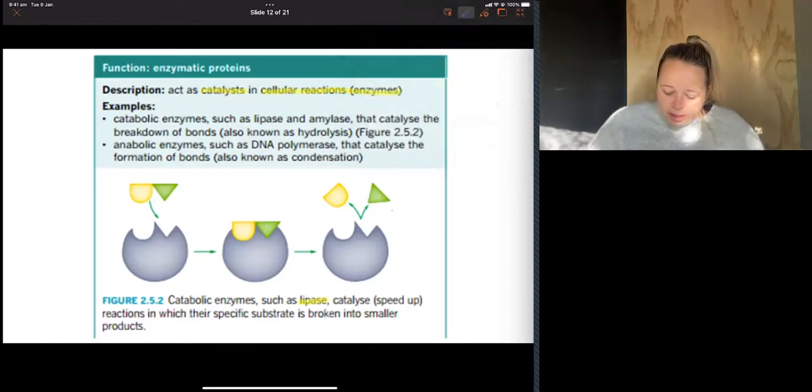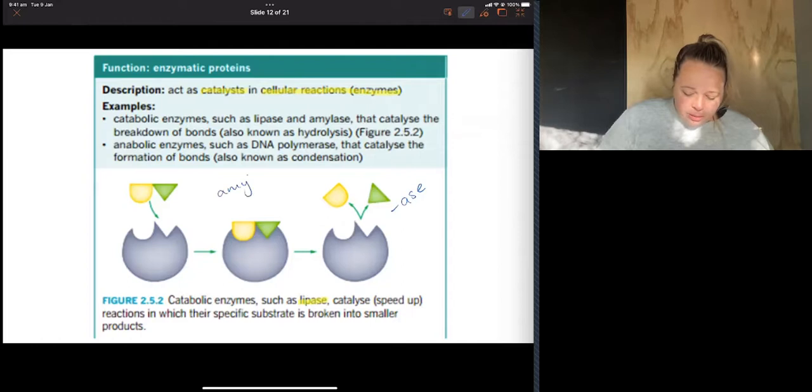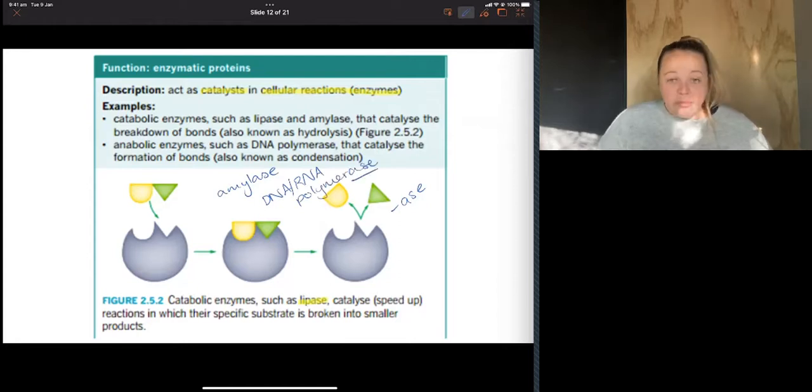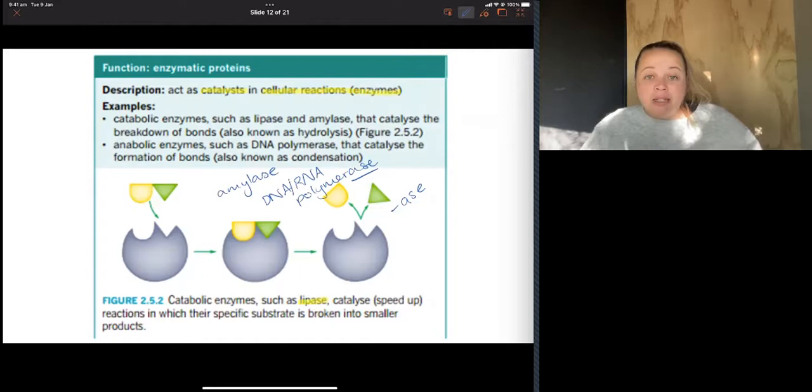In addition to that, they tend to finish in the suffix "ase." So here are some other ones you might have heard of. We've got amylase. Now, we've got DNA and RNA polymerase. When we were talking about transcription, that means that it's actually catalyzed by one of these enzymes. So enzymes are super, super important in our body, but I will go back over enzymes in a future video.